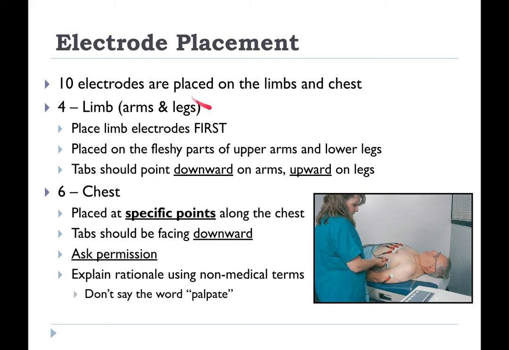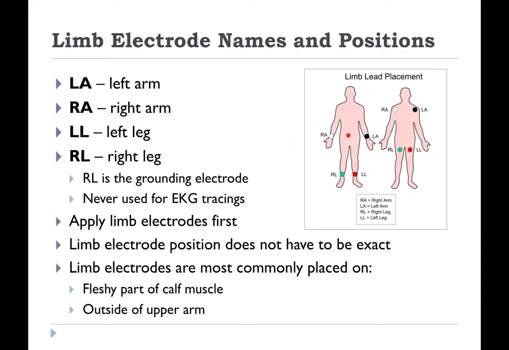So the limb electrodes, a little bit more flexible as far as the placement. Okay, we talked about even ankles or wrists, or it could even be upper shoulder if you needed to for some reason, or even upper thigh, but ideally calf and fleshy part of the arm.